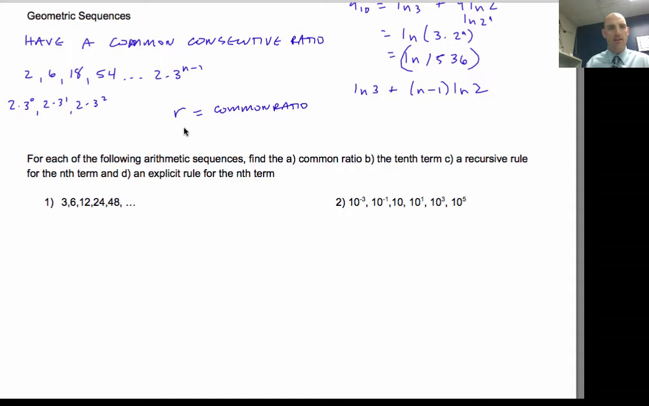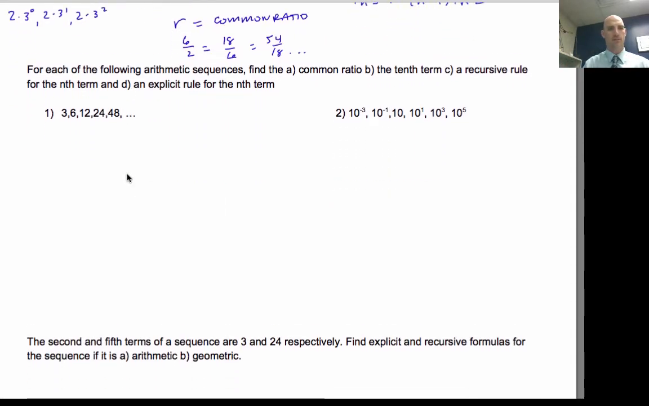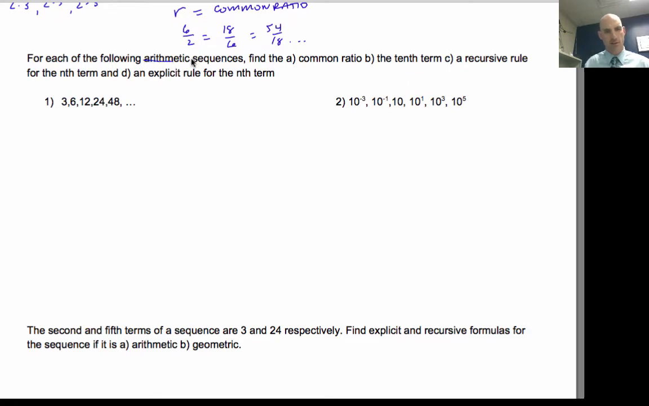And it's found by doing 6 over 2 is equal to 18 over 6 is equal to 54 over 18, etc. You take the ratio of 2 consecutive terms, and that's going to give you your common ratio. Let's work on this. For each of the following geometric sequences, find the common ratio, the 10th term, and a recursive rule.